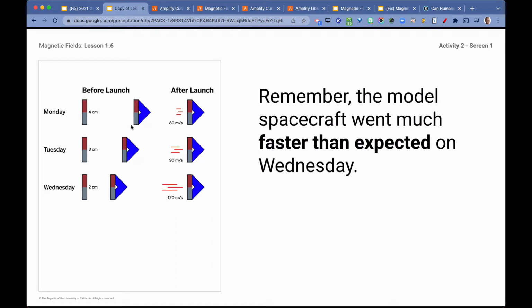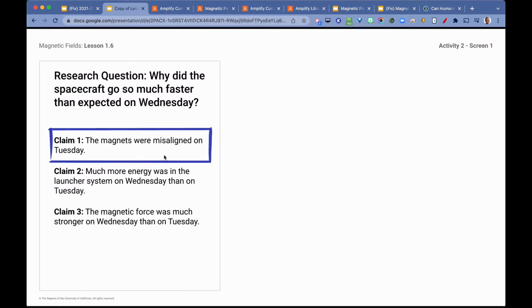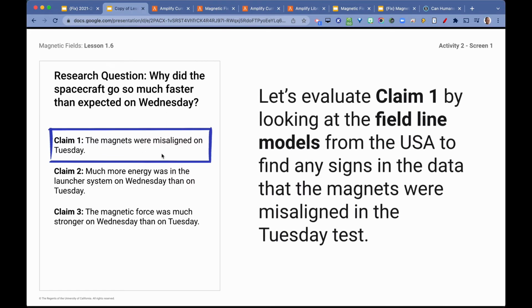We got some information about the launch of the spacecraft and the testing of the spacecraft system. Monday's launch was 80 meters per second after launch. Tuesday's was increased by 90 meters per second. That's the distance between the magnets, and with the magnets 1 centimeter closer on Wednesday, it was a 30 meter per second increase. So it was a much faster launch speed on Wednesday than Tuesday. We're trying to figure out what's going on there. There was a claim that the magnets were misaligned on Tuesday, causing a lower launch speed than expected.